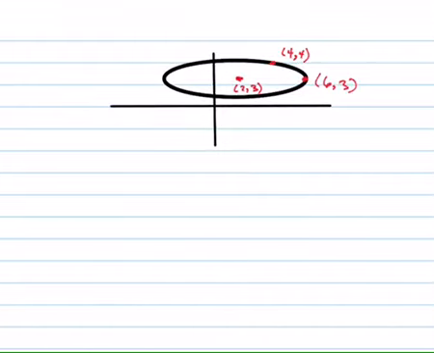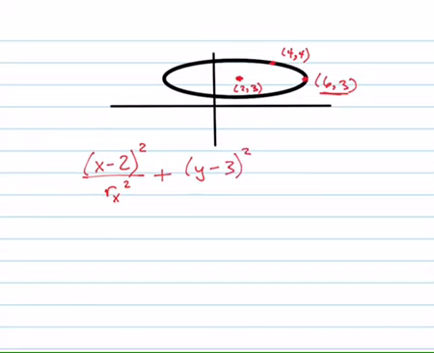They want us to find the equation of the ellipse given the center at (2, 3), one of the endpoints at (6, 3), and another random point at (4, 4). So remember, the way that you set up an equation for an ellipse is (x minus the x-coordinate of the vertex) squared all over r sub x squared, plus (y minus the y-coordinate of the vertex) squared all over the y distance squared, equals 1.